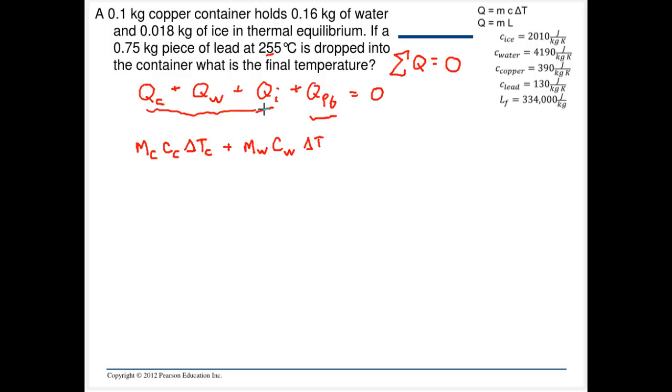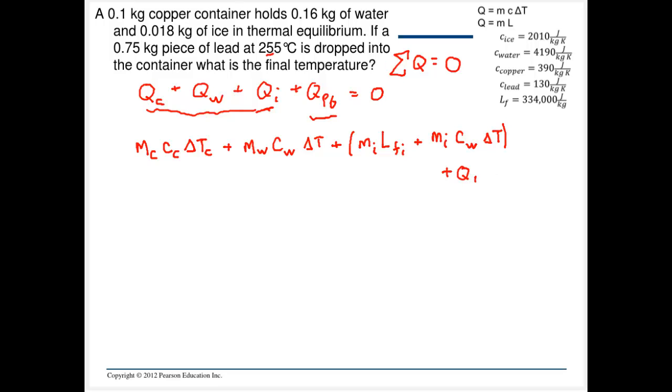Now we're going to have the ice. The ice is a little bit more complicated because first we're going to have to melt all of that ice. So we're going to have the mass of the ice multiplied by the latent heat of fusion for ice. So now the ice has been melted. Now all that ice is going to be water. It still has the mass of the ice, but now I need to raise that up to the final temperature. So now it's melted, so I'm using the specific heat of water, and now we're going to have the change in temperature. And lastly, we're going to have the lead.